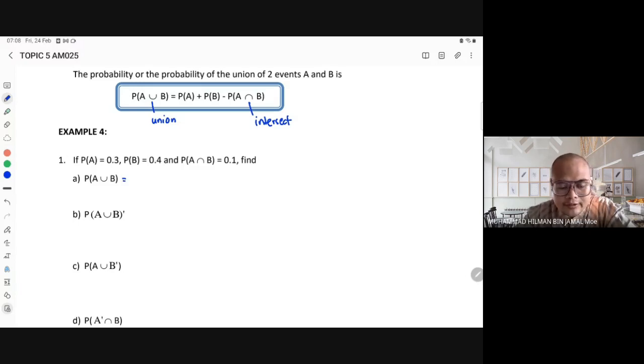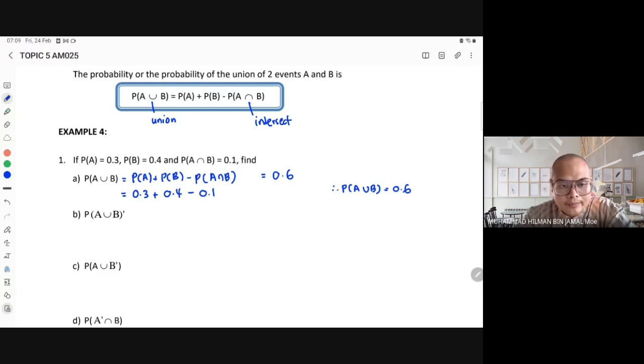So this one is A union B. Tengok je lah, formula is PA plus PB minus probability of A intersect dengan B. Okay, so PA is equal to 0.3 plus 0.4 minus 0.1. So 0.3 plus 0.4 is 0.7, minus 0.1 is 0.6. So our probability of A union B is equal to 0.6.